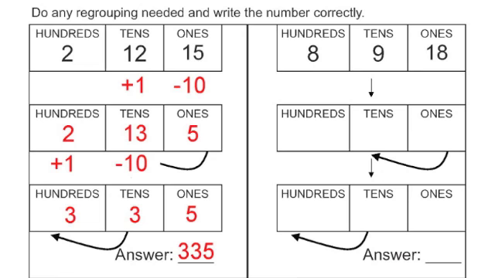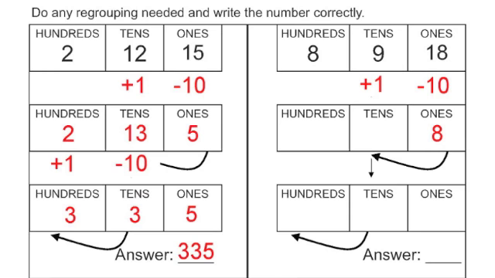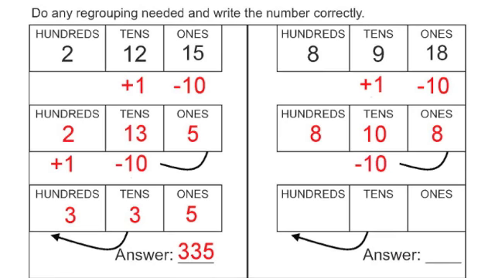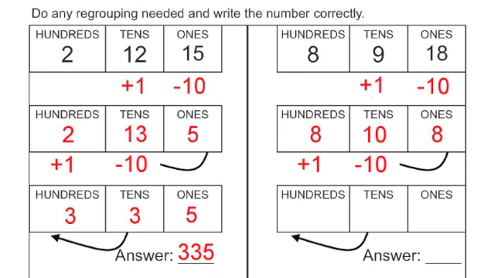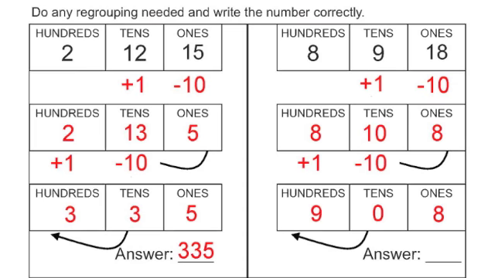I know I can take 10 away from the ones column because I have 10 or more, and that means I'm going to add 1 into the tens column. It means I'm going to have 8 ones, 10 tens, and still 8 hundreds. Now we look at step 2. Can I regroup in the tens column? Yes, I can, because I have 10 or more. So I'm going to take 10 away from the tens column and add 1 into the hundreds column. So I now finally end up with 8 ones, 0 tens, and 9 hundreds. So my final answer is going to be 908.